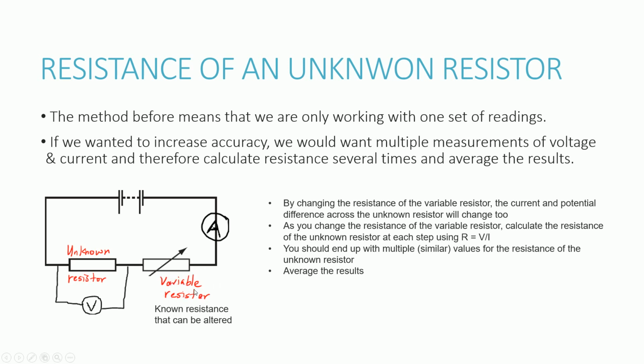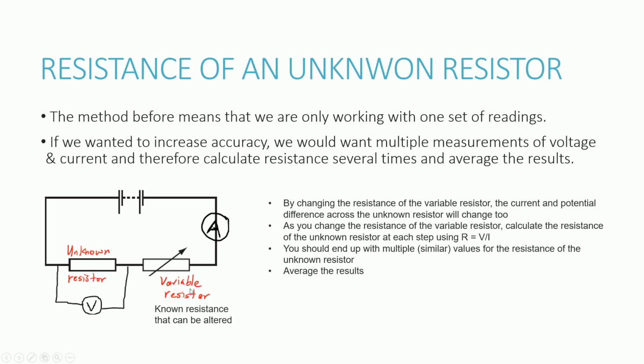What that means is we can get a couple of results, right? So let's just say we set the variable resistor to 1 ohm. We'll get a certain reading for the ammeter, and a certain reading for the voltmeter. So V divided by I will give you the resistance for that unknown resistor at that particular point when we set the resistance to 1 ohm.